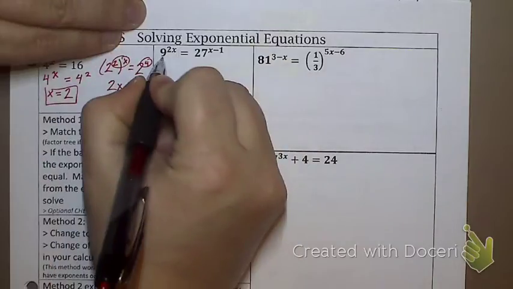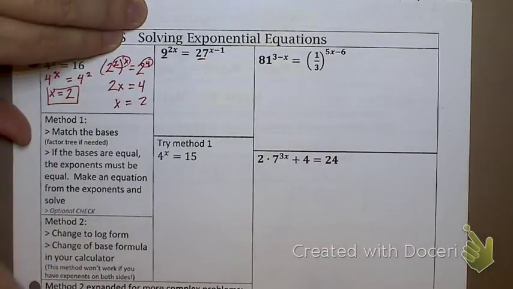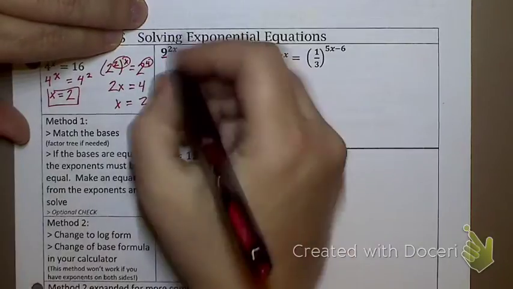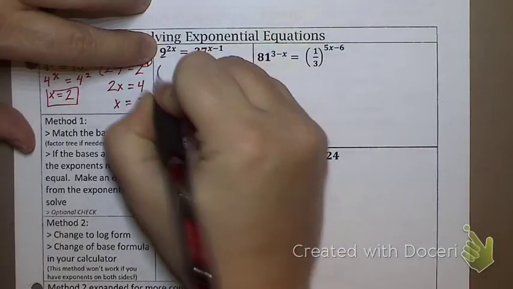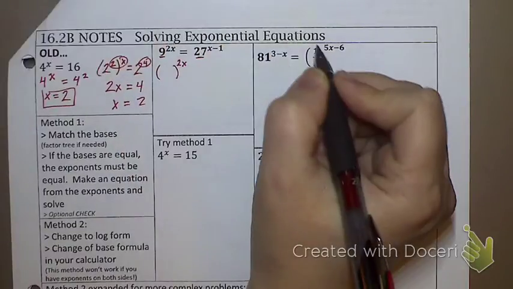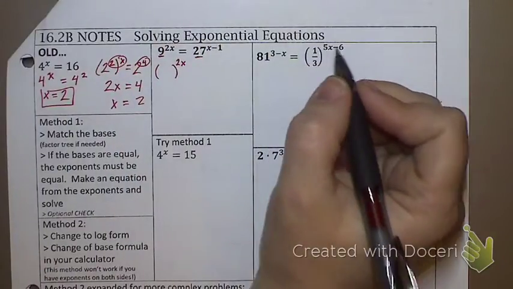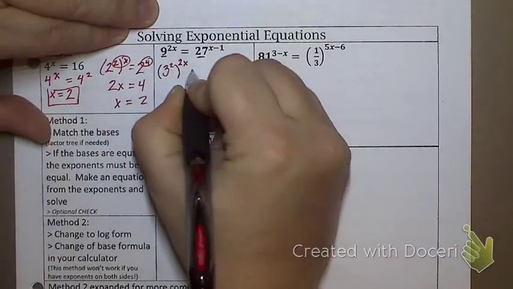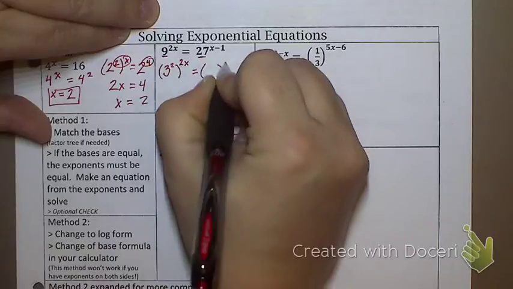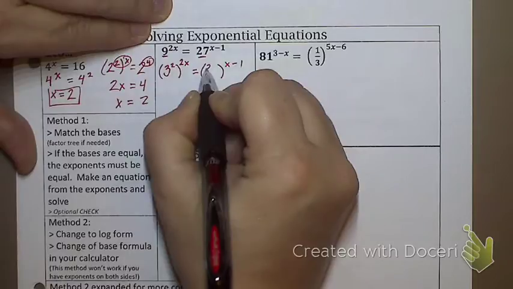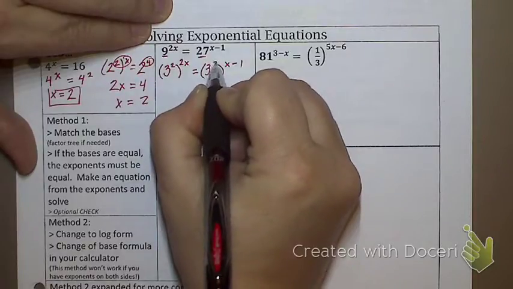Because if I look at 9 and I look at 27, I can't write both of those as a power of 9, but I can write them both as a power of what? 3. So, what can I write 9 as? By the way, I'm going to keep the exponent of 2x right there. And what else? What can I call the 9? 3 squared equals something to the x minus 1. And what can I replace 27 with? 3 cubed.